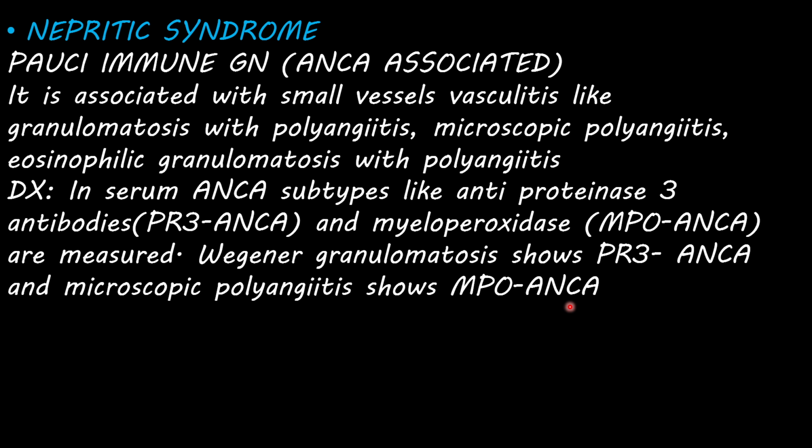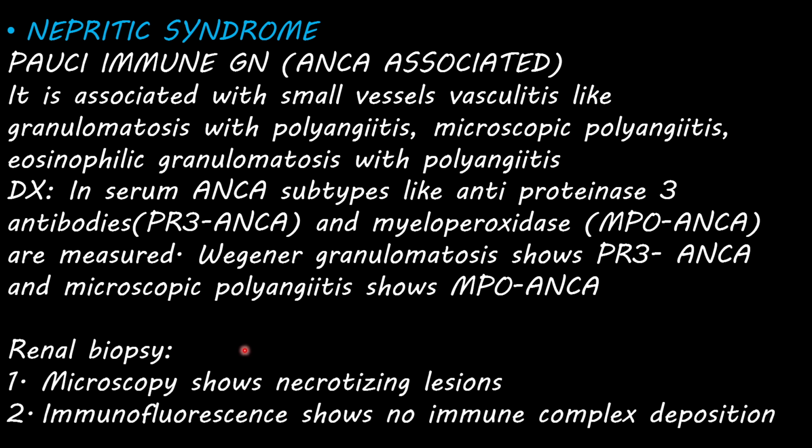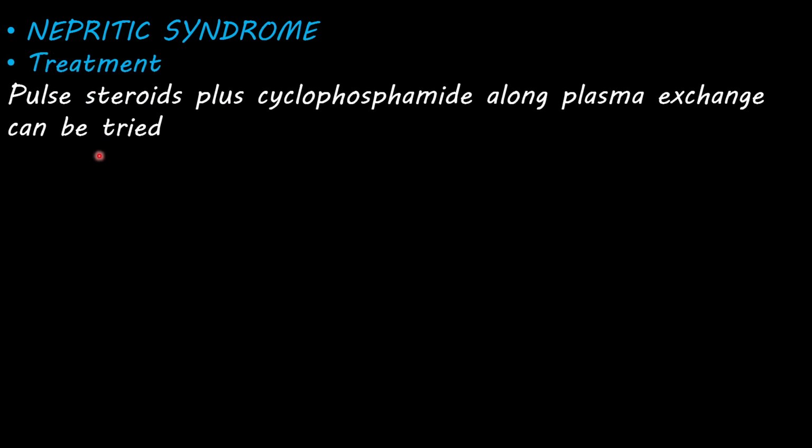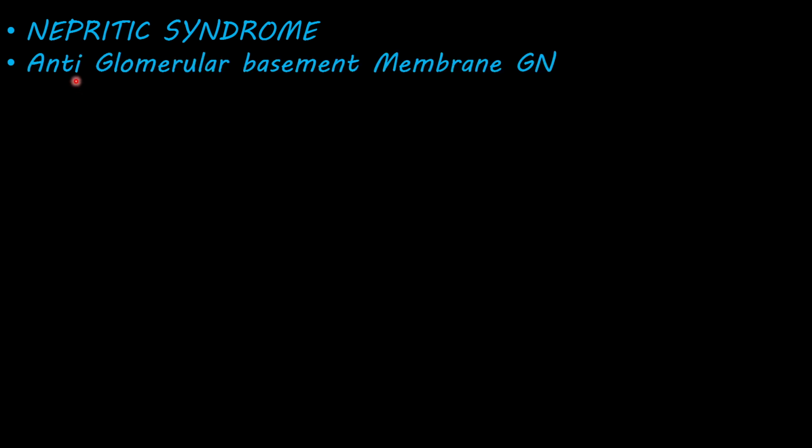These will be present in microscopic polyangiitis. Now, renal biopsy will show necrotizing lesions, while immunofluorescence will show no immune complex deposition. That's why it is called pauci-immune glomerulonephritis. Treatment usually is pulse steroid with cyclophosphamide, along with plasma exchange to remove the antibodies.